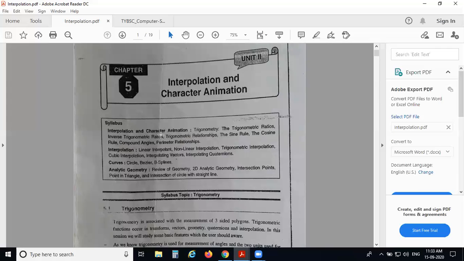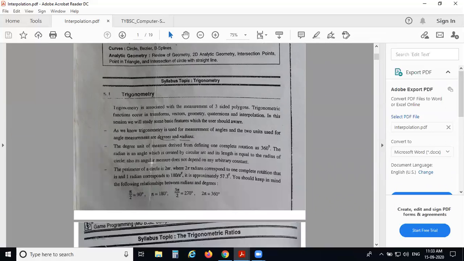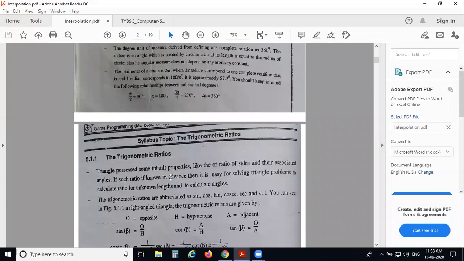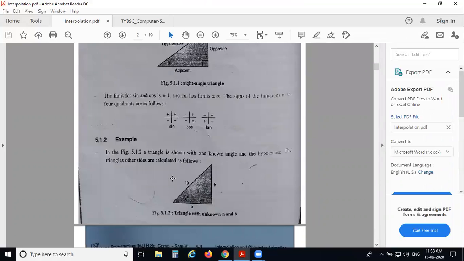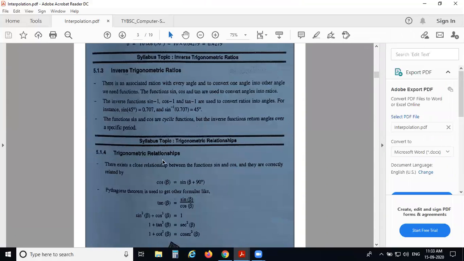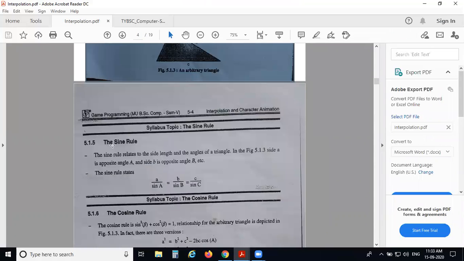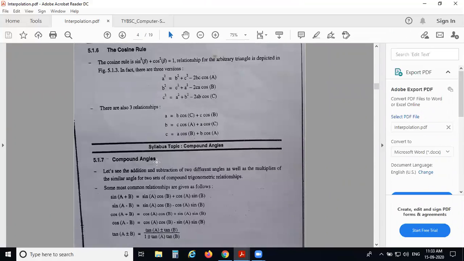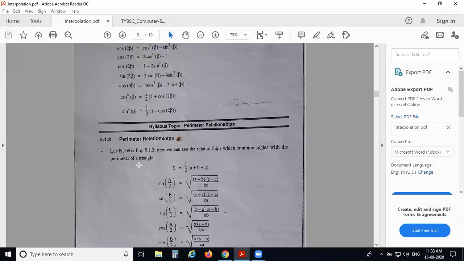Okay, so in this chapter we cover the points which are trigonometry, then trigonometric ratios, then inverse trigonometric ratios, then trigonometric relationships, then sine rule, cosine rule, compound angles and perimeter relationships.